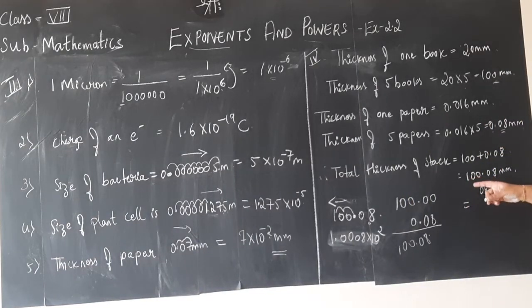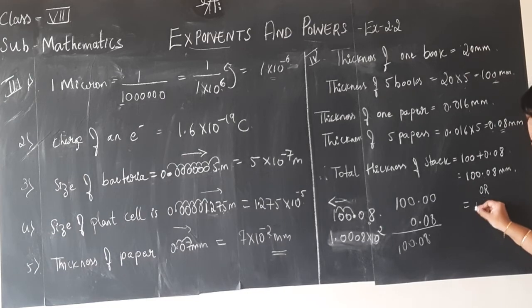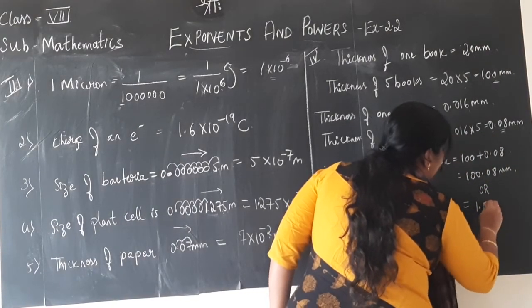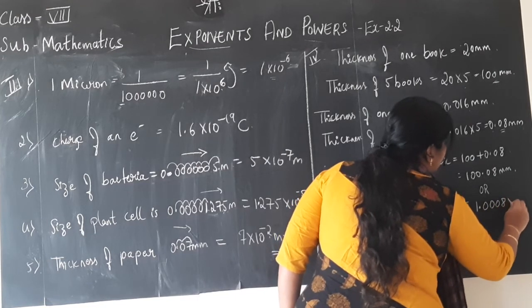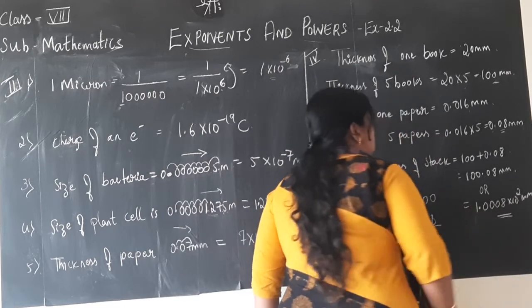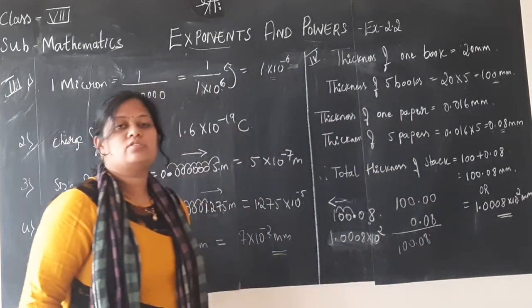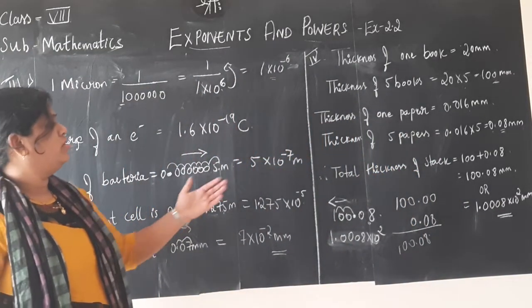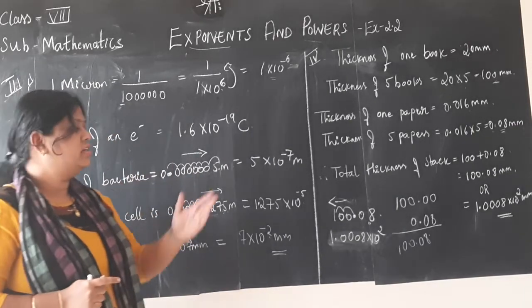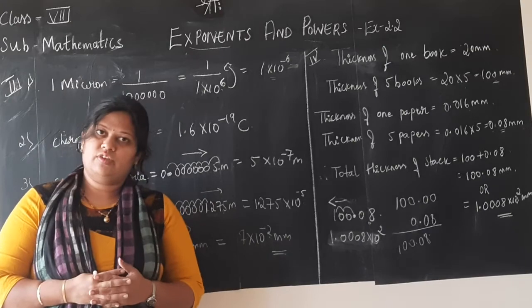So either you can write it as 100.08, or if you express it in standard form, it is 1.0008 into 10 to the power 2 millimeter, the total thickness of the stack. This way you should solve, children. Hope it is a very easy chapter and you have understood as well. Any doubts you can ask me.